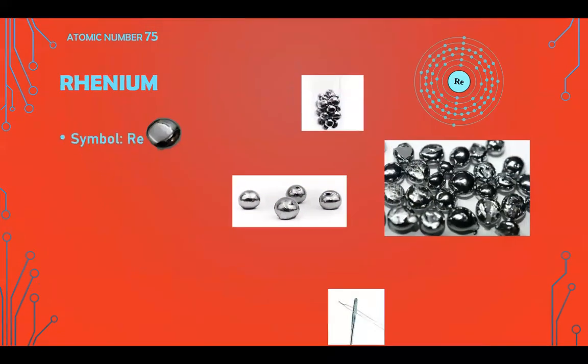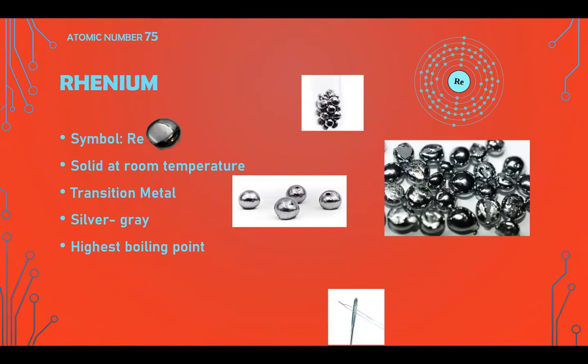Regardless, rhenium. Rhenium symbol is Re. It's a solid at room temperature. Rhenium is a transition metal. It has a silvery gray appearance. Rhenium has the highest boiling point. Rhenium is used in rhenium filaments, catalysts, thermistors, which are basically thermal resistors, etc. Even tungsten is used in filaments because tungsten has a very high melting point, right? And hence tungsten and rhenium are used in filaments because when they heat to a high temperature, they start to glow.